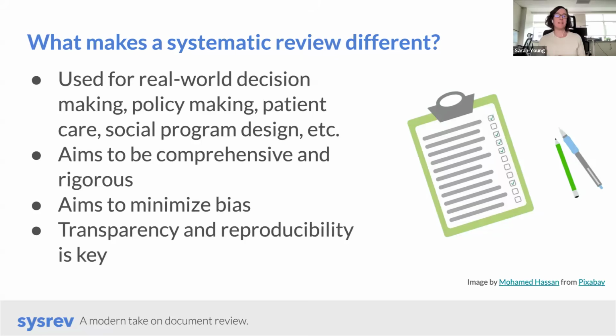They need to be as comprehensive as possible, finding all the available evidence on a topic. Bias needs to be minimized as much as possible throughout the research process, and transparency and reproducibility need to be emphasized as well.